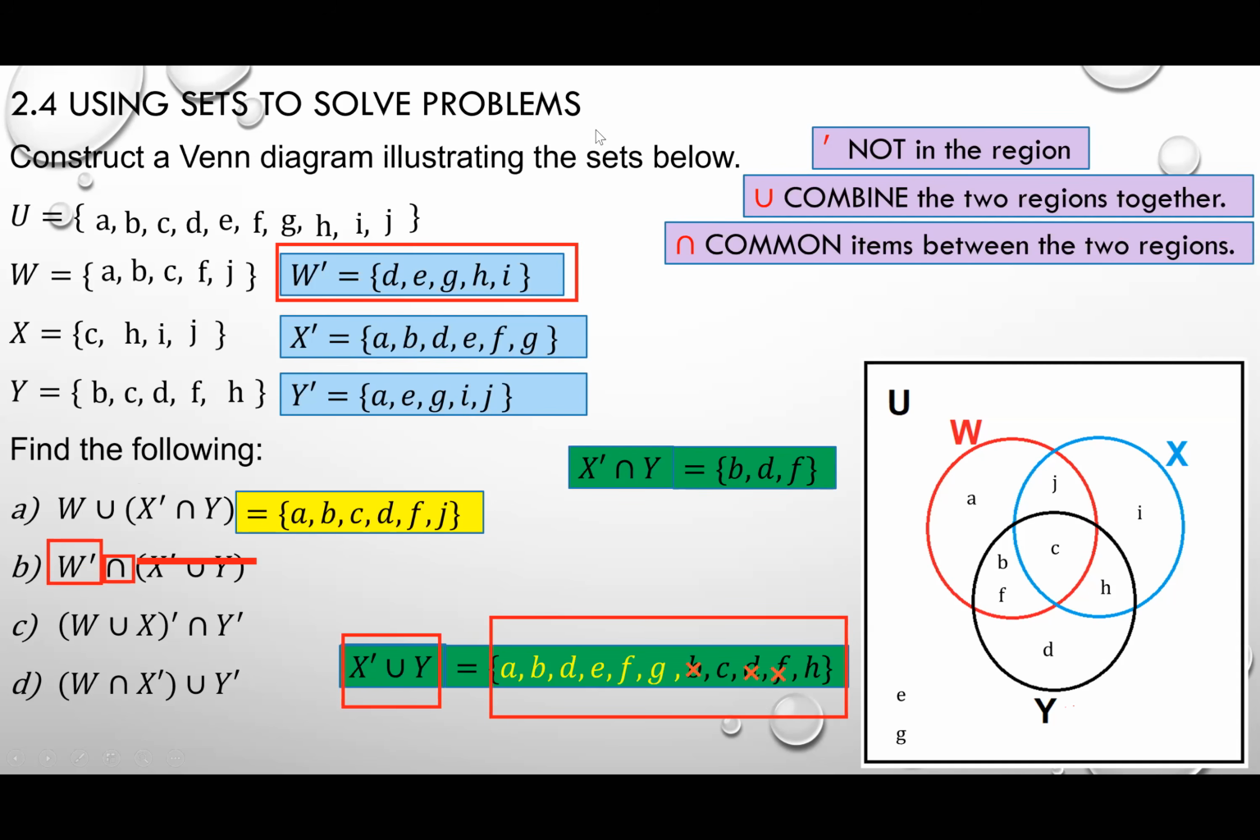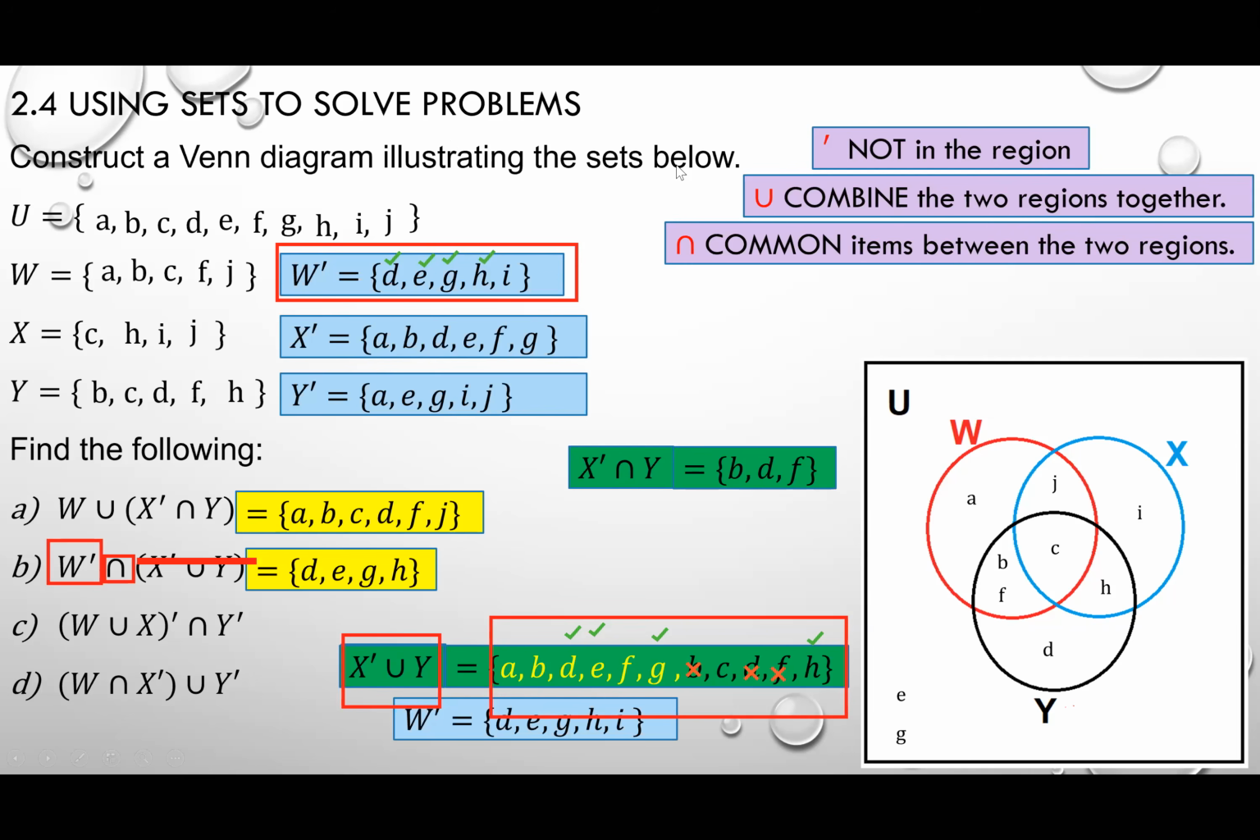So what do they have in common between these? Do you see that we have a D in both, we have an E in both, we have a G in both, and we have an H in both, which are the items that they have in common. It's just D, E, G, H, okay?